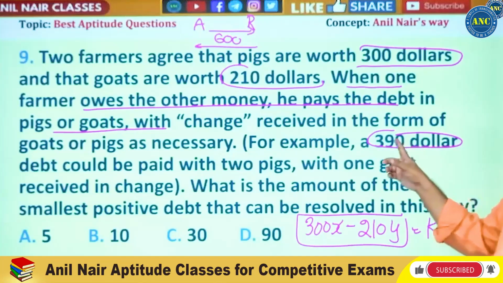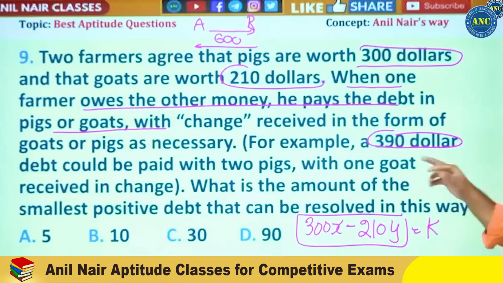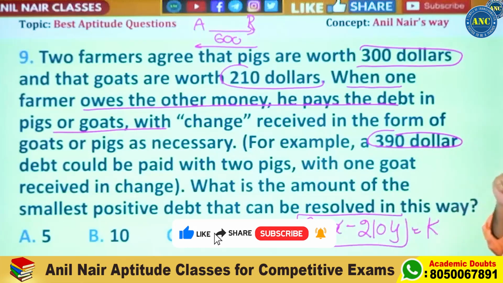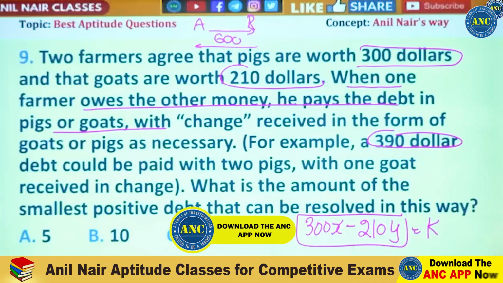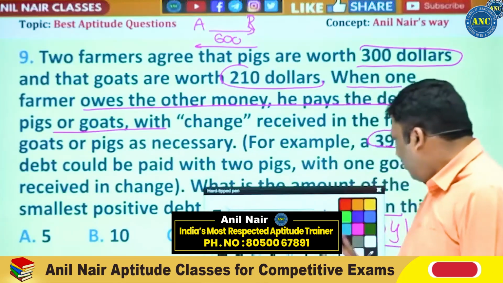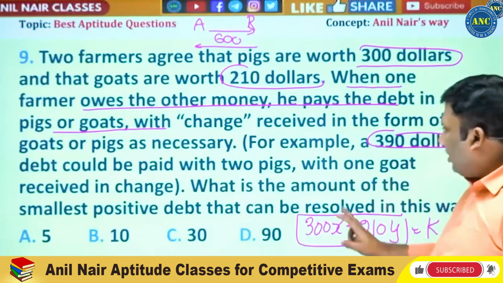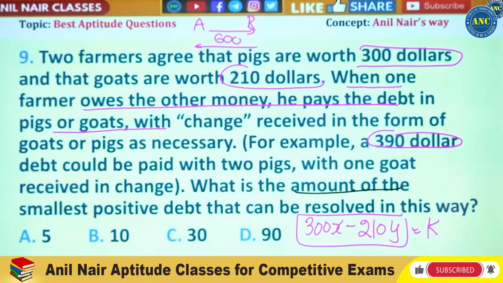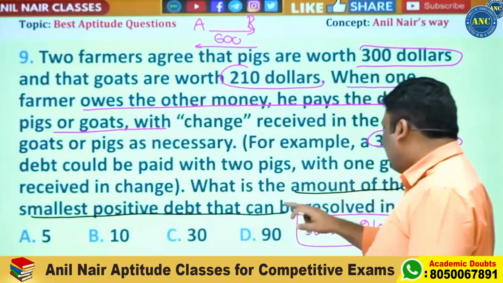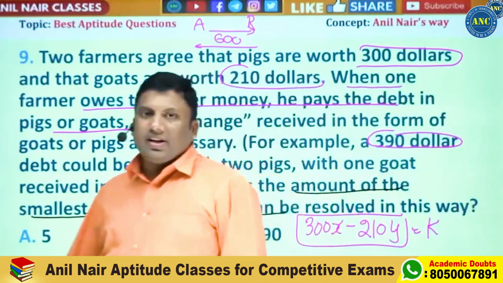You see this equation, you will understand. Suppose 390: 300 into 2 is 600, and 600 minus 210 is 390. So 300x minus 210y equals k. Listen carefully. This is a very good question based on algebra. What is the smallest positive debt that can happen?